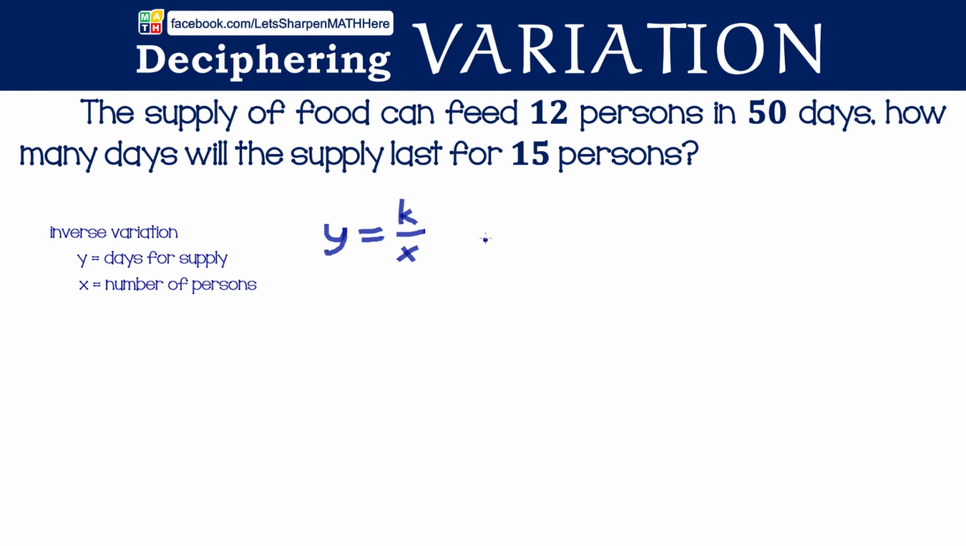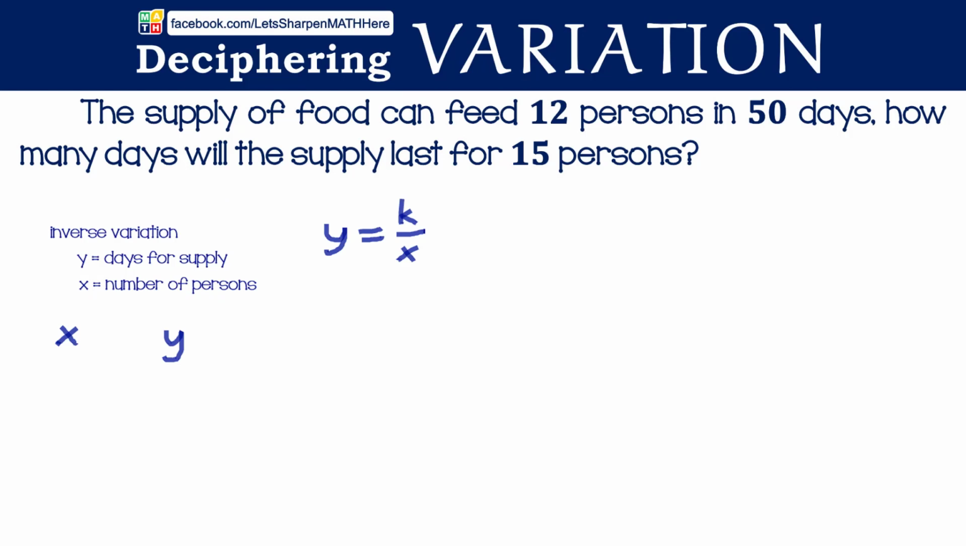Take note that it's in the form of a fraction or a rational expression, as different to the direct variation, because this follows the concept that when your independent variable gets large, your dependent variable gets smaller, or vice versa. Now, before we could use that, let us of course again declare the variables given. We know that y stands for the days for supply to last, and x will be the number of persons.